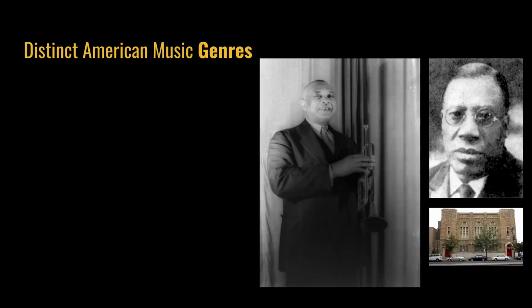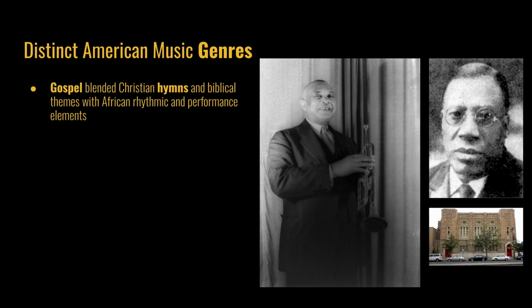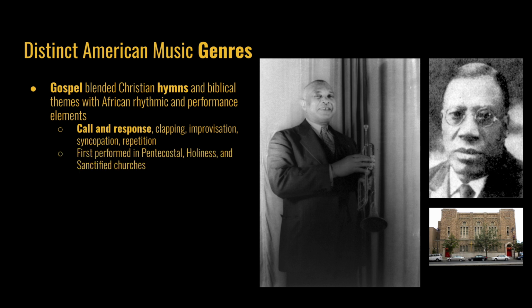Two distinct African American musical genres emerged from the African music traditions that started on plantations. The first is gospel, which blended Christian hymns and biblical themes with African rhythmic and performance elements. These elements include call and response, clapping, improvisation, syncopation of beats, and repetition of phrases in the songs. They were first performed in Pentecostal, holiness, or sanctified churches.